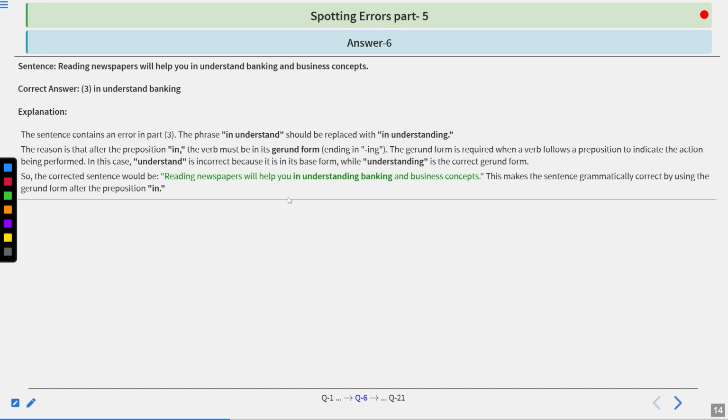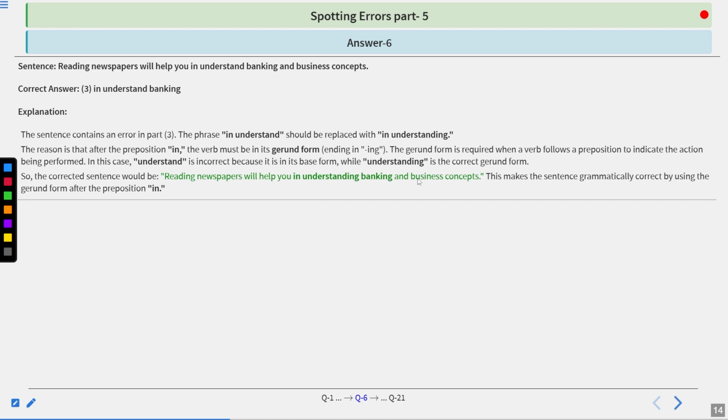The reason is that after the preposition in, the verb must be in its gerund form, ending in ing. The gerund form is required when the verb follows a preposition to indicate the action being performed. In this case, understand is incorrect because it is in its base form, while understanding is the correct gerund form. So the corrected sentence would be, reading newspapers will help you in understanding banking and business concepts. This makes the sentence grammatically correct by using the gerund form after the preposition in.